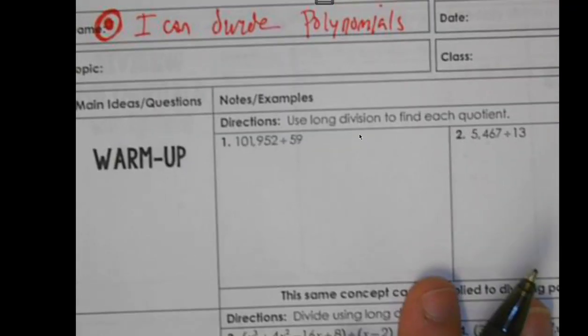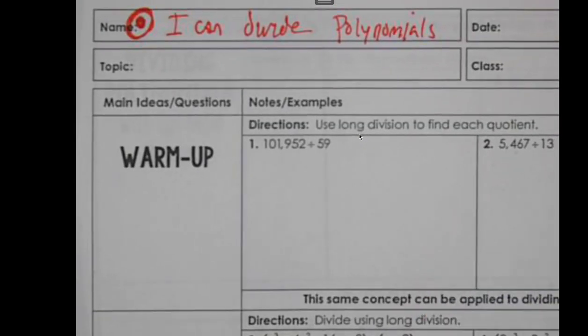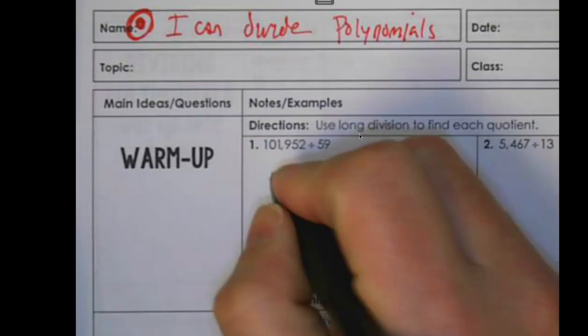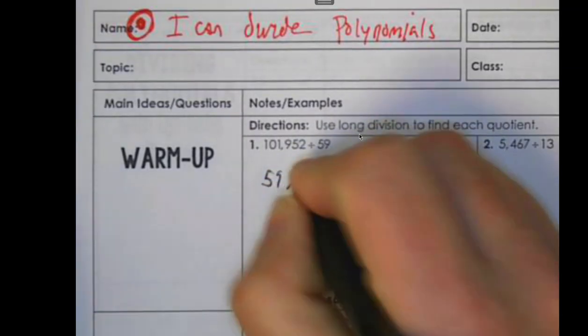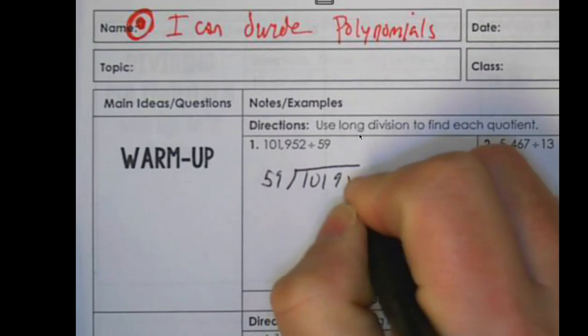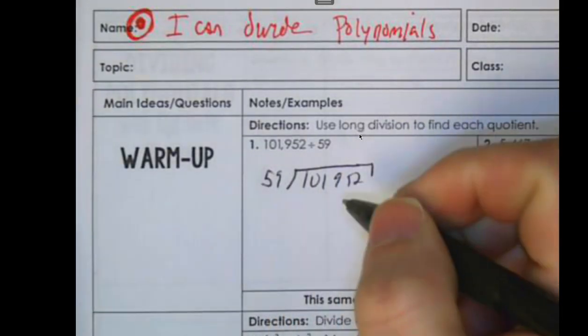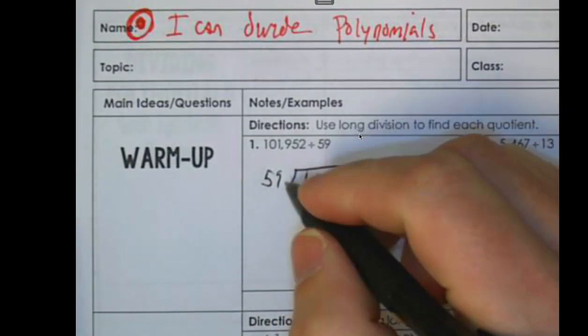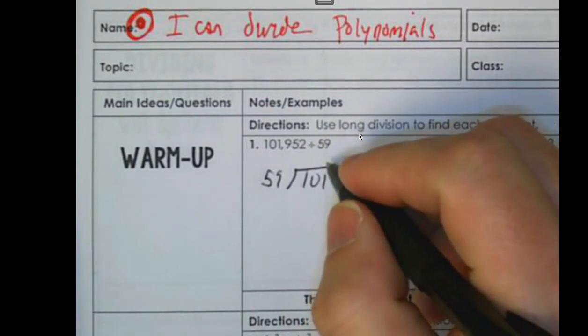Today, what we're going to look at is how we can divide polynomials. So let's start it off with a little old school. Do you remember when you did this? Like when you say 59 going into 101,952, right? So let's see, 59 doesn't go in there.